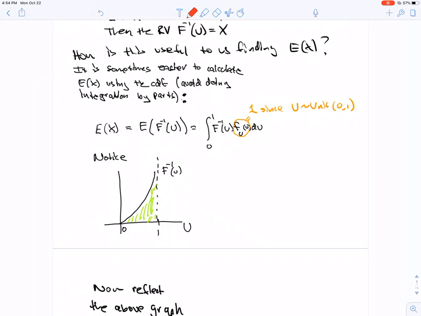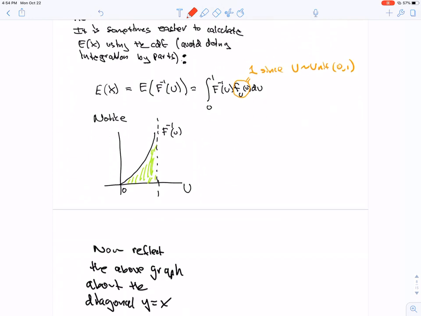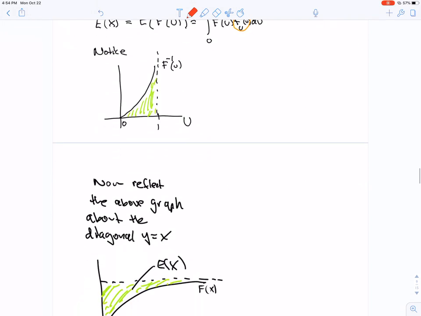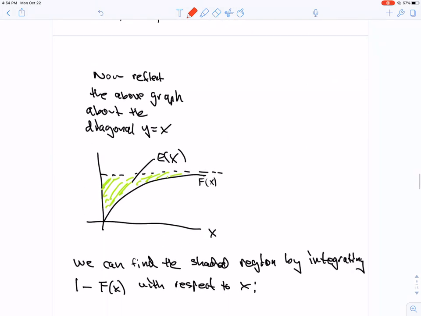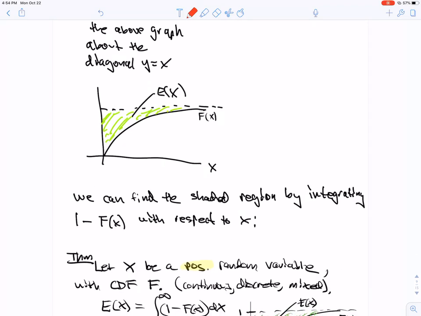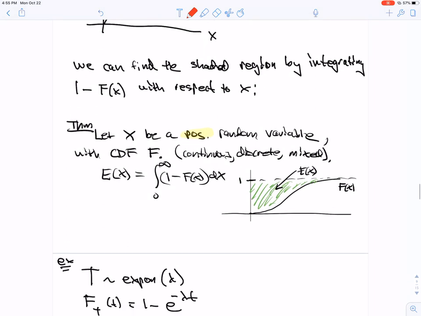And that integral is exactly what's shown in green in this picture here. Here I'm drawing F inverse of u, which is just a reflection around the diagonal of the CDF. And if you reflect back across the diagonal, you have this picture. So this is fantastic, because to find this green area, all I have to do is integrate 1 minus F of x from 0 to infinity. So that's this theorem here.